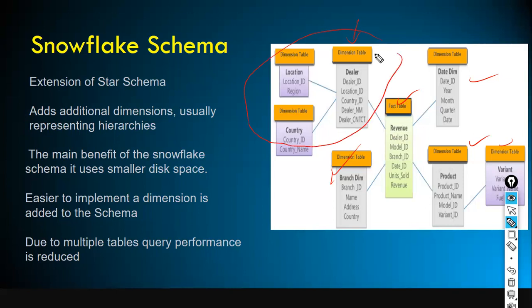So then what is the advantage of this one? Before that, okay, it adds additional dimensions. In the case of snowflake schema, it adds additional dimensions, usually representing hierarchies. It is something like country.